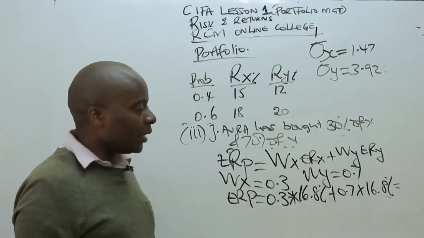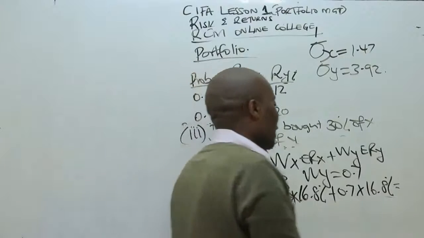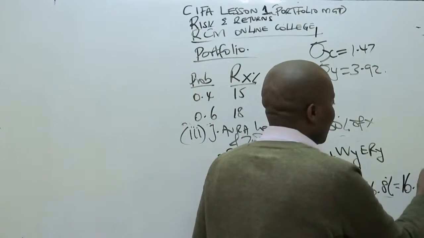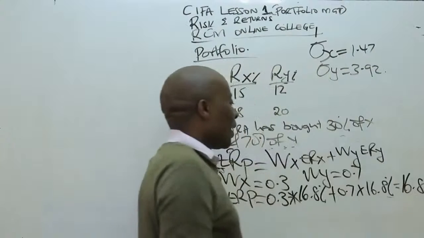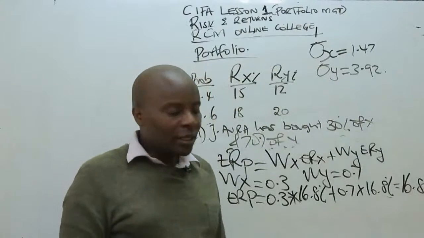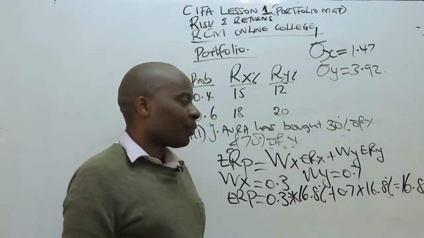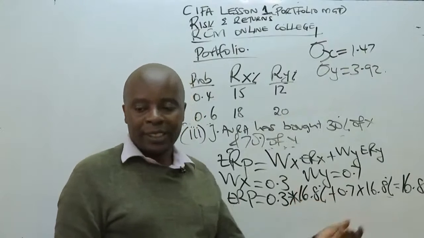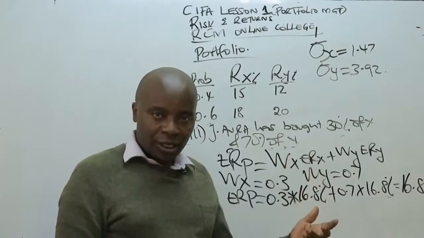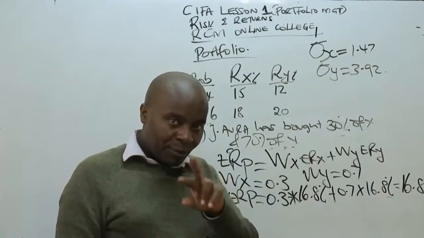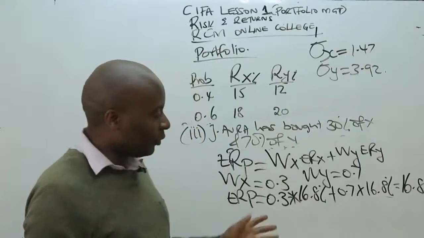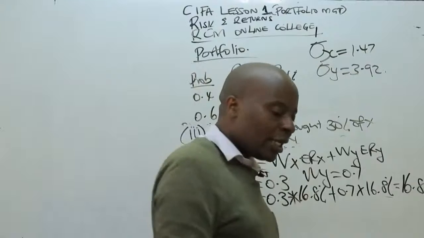When you multiply like that, at the end of the day, ladies and gentlemen, you will end up getting 16.8 percent as the expected return of the portfolio. It will be the same, I expect that, because the two securities are promising the same level of returns. If you try using your calculator, you will end up getting that.